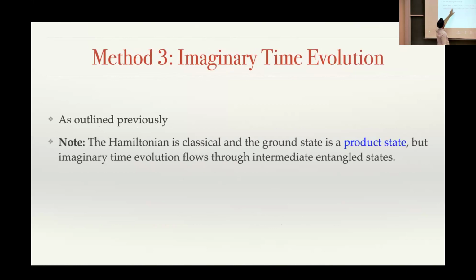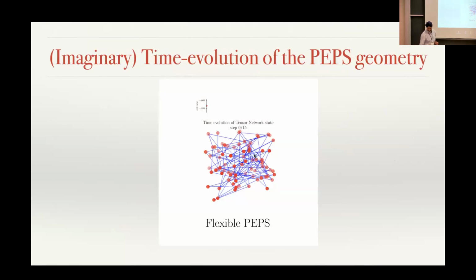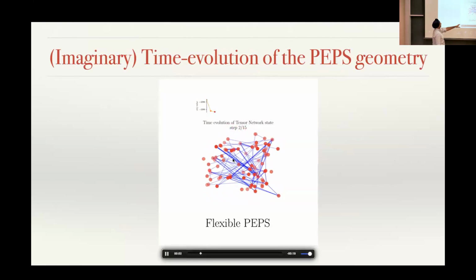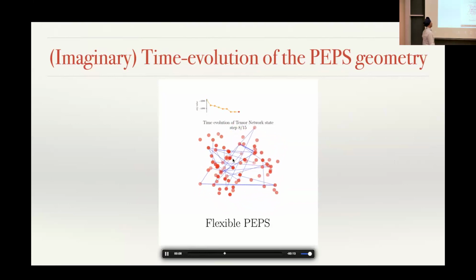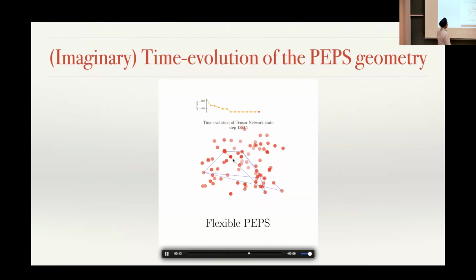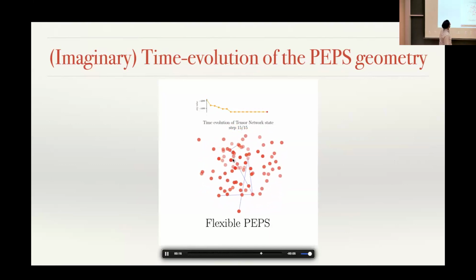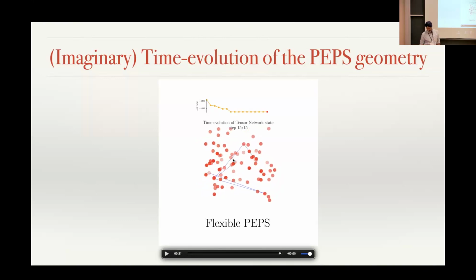But the interesting thing here is, although the Hamiltonian is classical and the ground state is a product state, imaginary time evolution passes through intermediate entangled states. And in fact, the algorithm often converges to an entangled state. In that case, we sampled from the state and returned the product state with the least energy. Let me just quickly show you a sample imaginary time evolution of the PEPS with edge deletions. The algorithm is trying to converge to a product state. You can see most of the edges get deleted. In the end, you're left with an island of entangled state, and then you just basically sample from it.